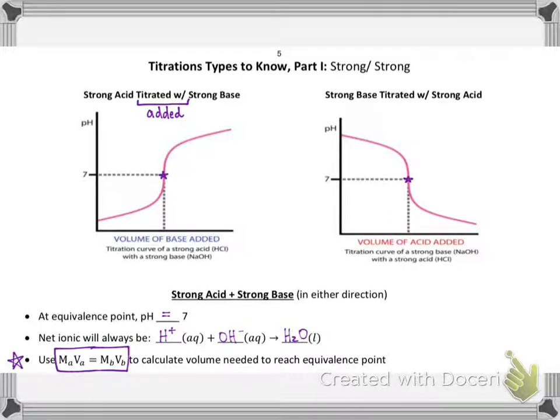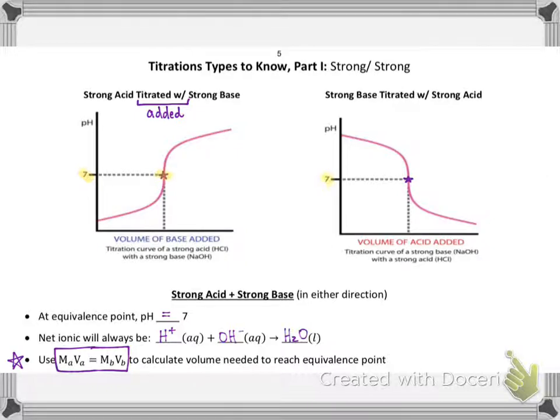So, one of the quickest ways to know at a glance if you're doing a strong-strong titration is you check and find the equivalence point. Remember, the equivalence point is at the inflection in the curve. So if it's at 7, there's really strong odds that it's a strong titration.